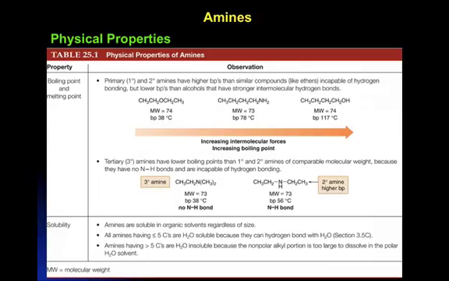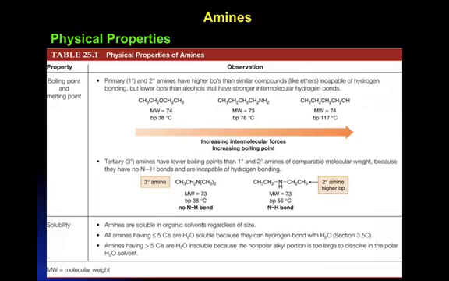Tertiary amines, however, will typically have lower boiling points than primary and secondary amines of comparable molecular weight. So if you look at this tertiary amine versus this secondary amine, essentially the same molecular weight, you'll see quite a bit of difference in those boiling points, and that has to do with hydrogen bonding with each other. That secondary amine can form hydrogen bonds fairly easily, whereas the tertiary amine has no hydrogen to hydrogen bond with itself, so you don't have any of that.